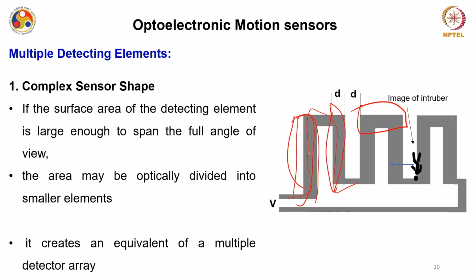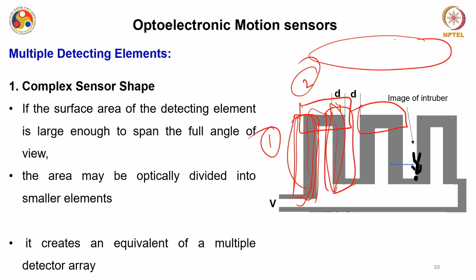So you can think that this is one element, this is the second element, this is the third element, and so on, and they are connected in some fashion to form this kind of array. Okay. So if the surface area of the detecting element is large, to span the full angle of view, the area can be optically divided into smaller areas. I am emphasizing this word optically divided because if I want to cover this particular surface area, I am not actually dividing these areas practically.